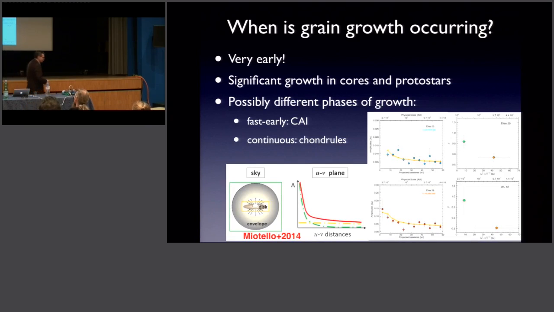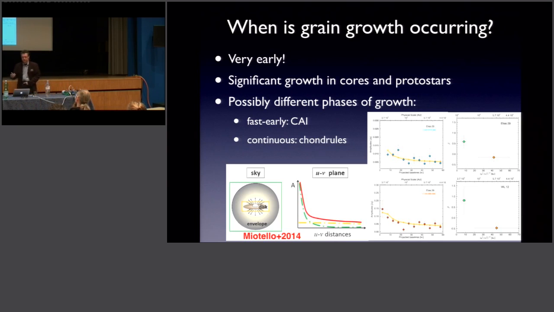So overall, I think that speculation can run wild, obviously, but one key thing that we can say is that grain growth has to occur very early, and these grains are present in the disk for a very long time, much longer than one would naively expect. Significant growth happens in the cores and protostars.